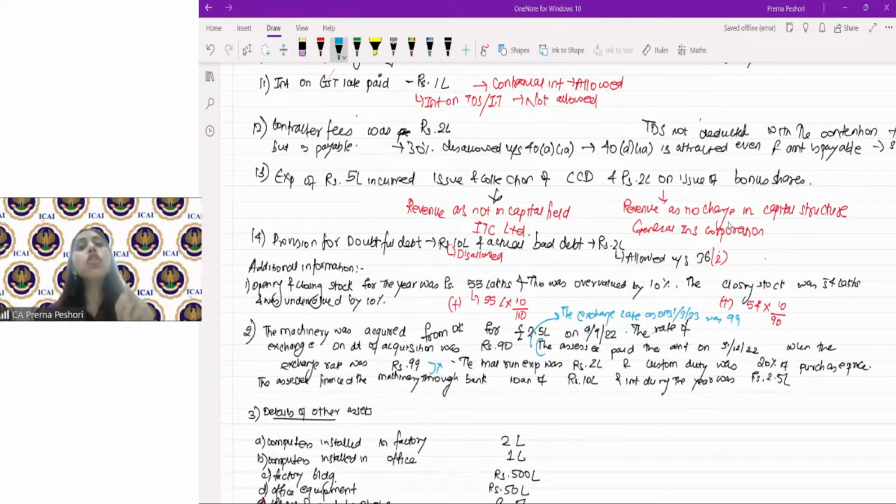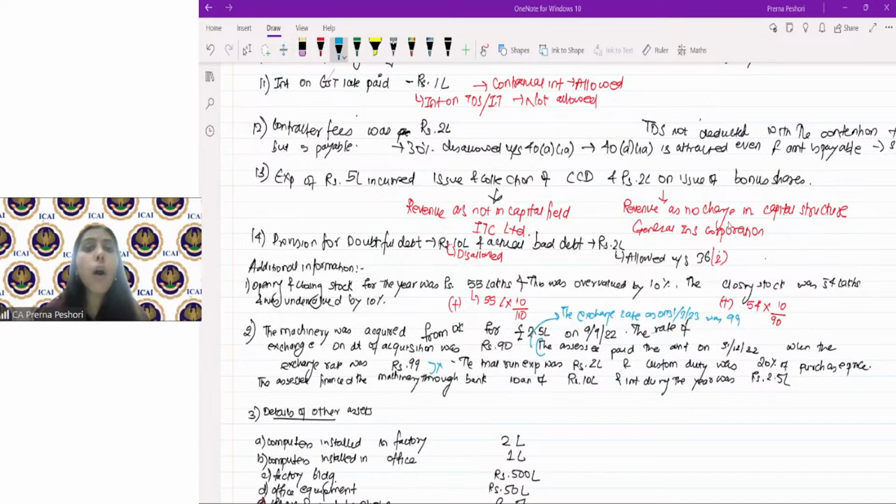No, Janvi, then you will not add it. Why? Because what does section 43A tell you? Section 43A tells you that only at the time of payment, if there is increase or reduction in the liability, then you need to add or reduce from the cost of asset.